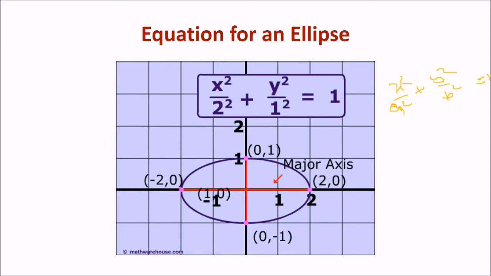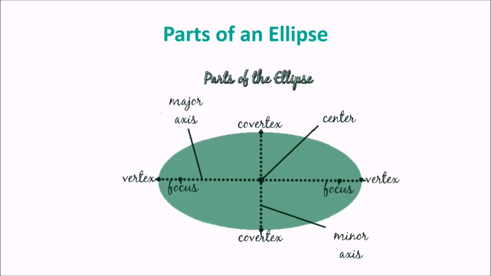A and b. A is the semi-major axis. How much is this from 0, 0? This distance is 2. So x square by a square, so x square by 2 square. What is this distance? This is 1. So y square by 1 square. That is b, we have taken as 1. So x square by a square plus y square by b square is equal to 1. This is the equation for an ellipse.